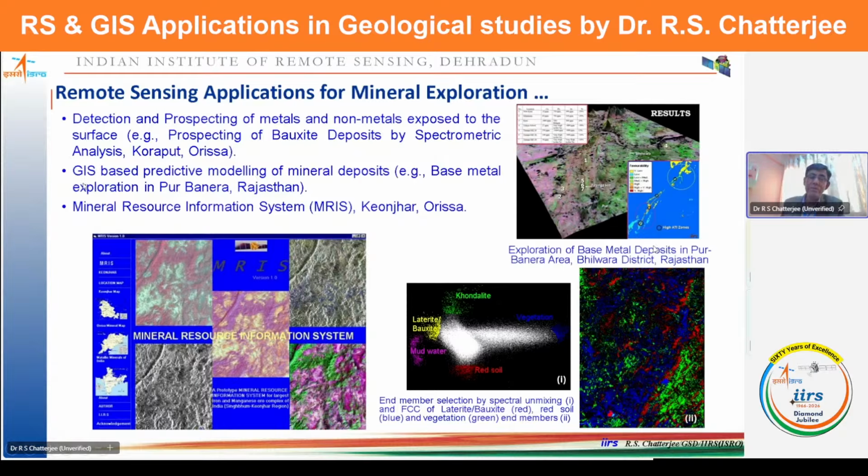And like a GIS, we can develop a database about the mineral deposits, like a Mineral Resources Information System, MRIS. Okay, this is just a prototype that can be extended for the entire country. Different mining agencies have their own mineral resource information system. Okay, nowadays they are doing it.